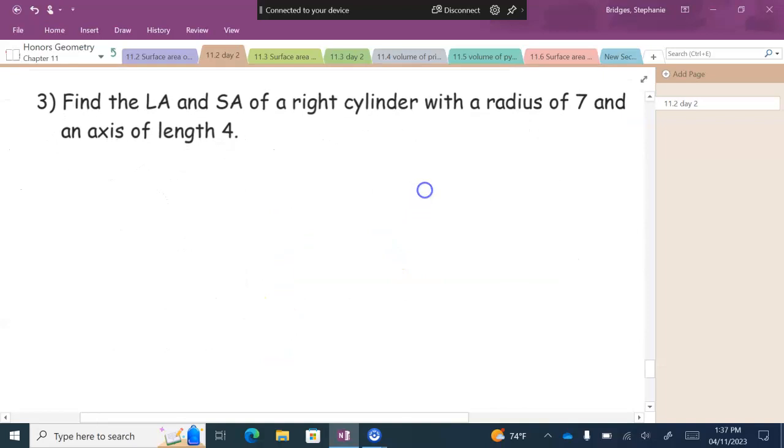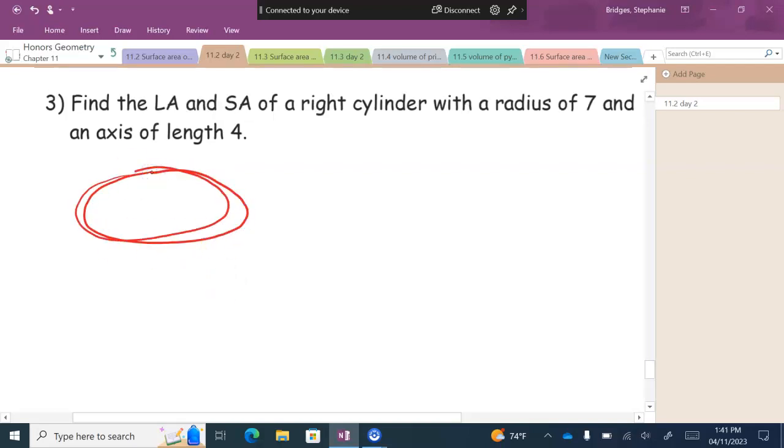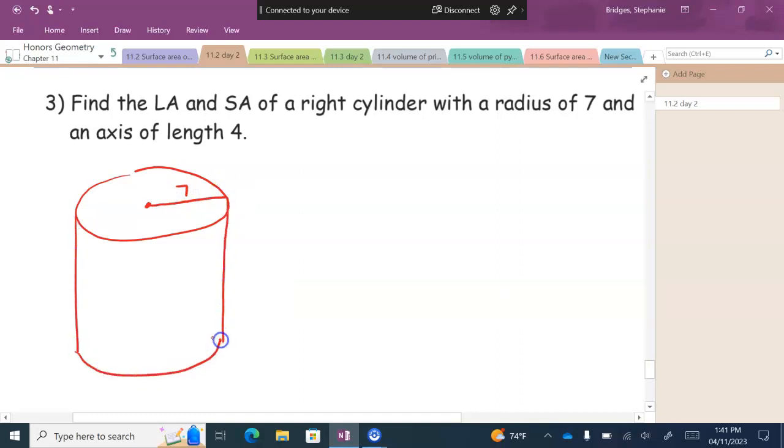Try that one. I have my base, my circular base, and the radius of that is 7. Okay, so my radius is 7. And then my axis, remember I showed you with my little shape up here. The axis is actually going down the middle, but isn't that the same as the height? Isn't that the distance between the 2 bases? Okay, so that has a length of 4.